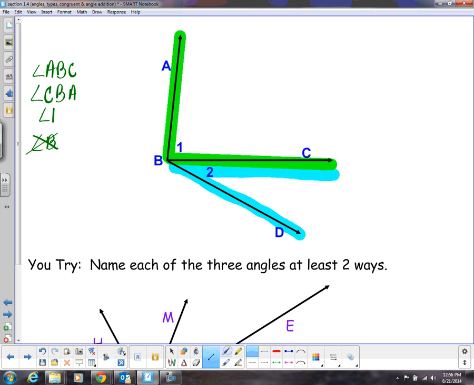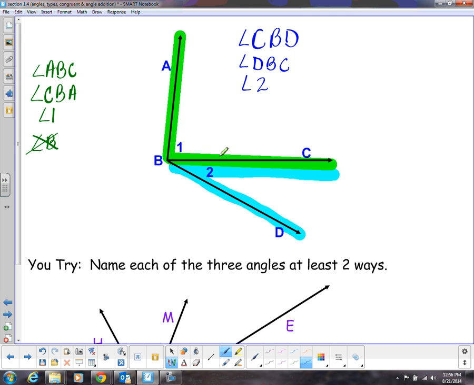And I'll use a blue pen so you know what I'm doing. So the blue angle can be called angle CBD. It can be called angle DBC, or it can be called angle 2 because it has a number. DBC, CBD. You should be able to take your finger and trace the angle as it uses the 3 letters. What can't be done is I cannot call it angle B because there's more than one angle at the vertex.